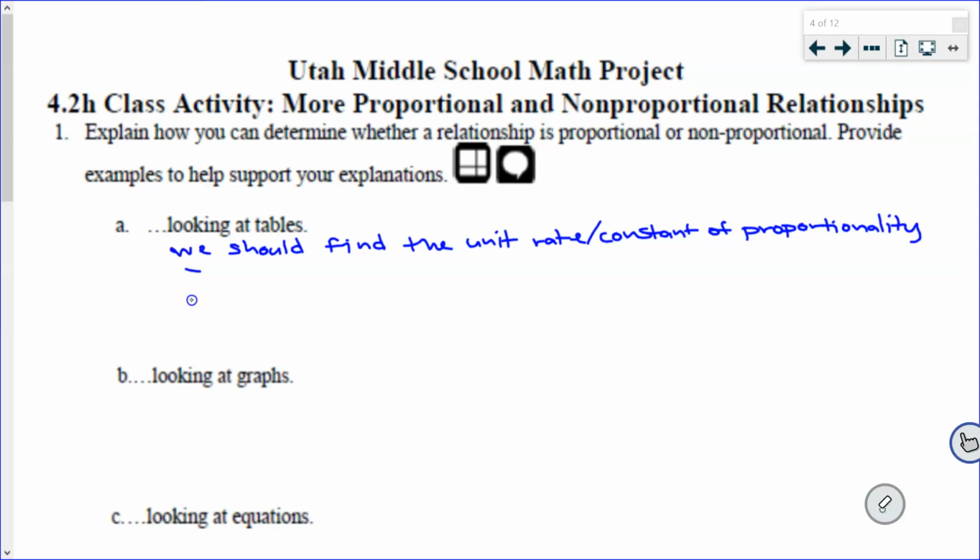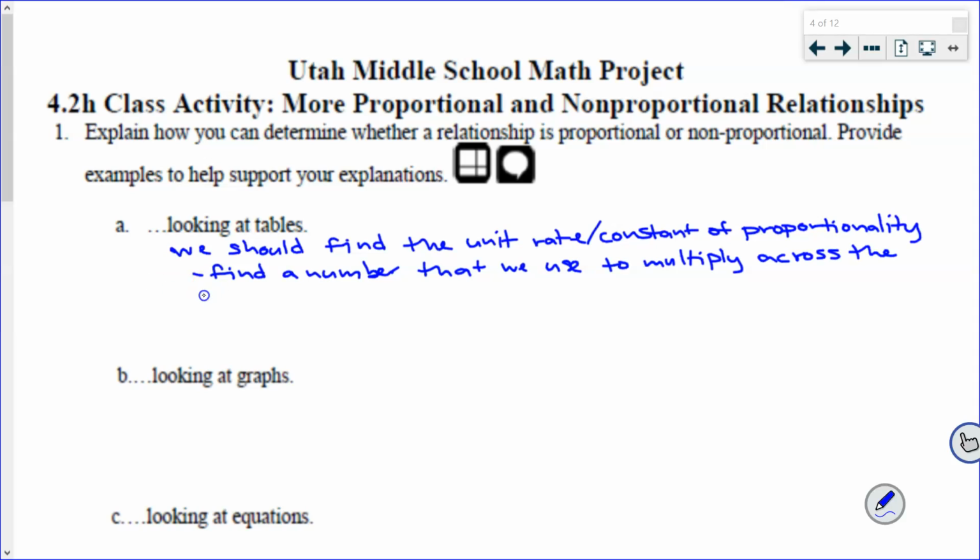Perfect. So just summarizing what constant proportionality means, we should be able to find a number that we use to multiply across the table. And it has to be the same number everywhere in that table, right? Has to be that same number going all the way through. Any other ways that we can tell just by looking at a table? Is there anything else anyone wants to add? No? I'll give you one.